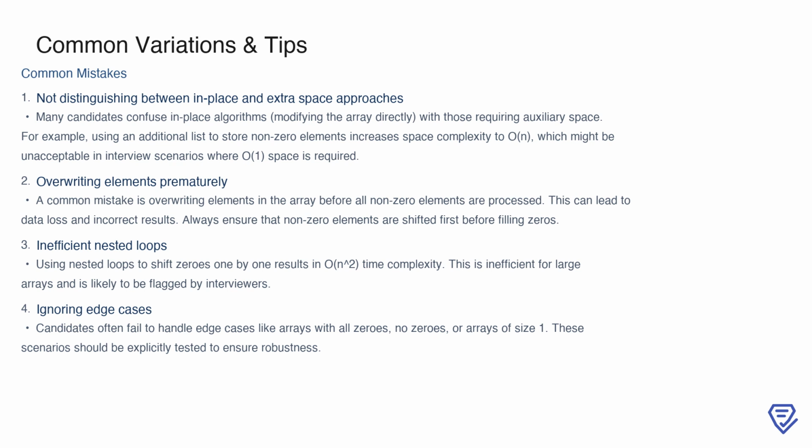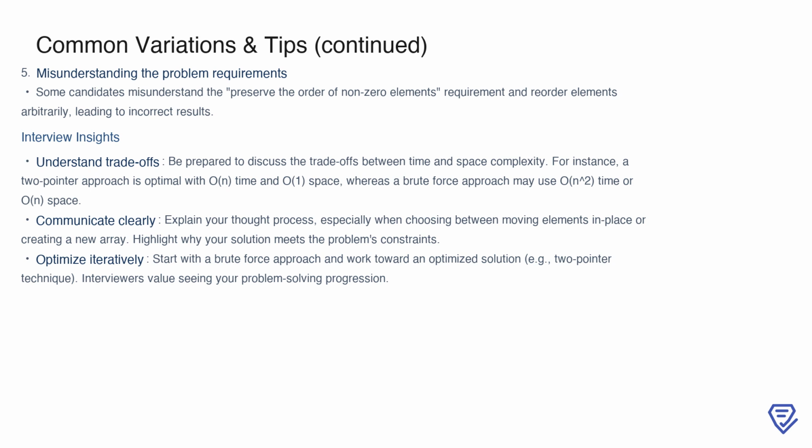These include arrays with all zeros, arrays with no zeros, or even arrays of size 1. Neglecting these scenarios can lead to solutions that fail during testing. Another common pitfall is misunderstanding the problem requirements, particularly the need to preserve the relative order of non-zero elements. Reordering them arbitrarily will lead to incorrect results, so this requirement must always guide your approach.